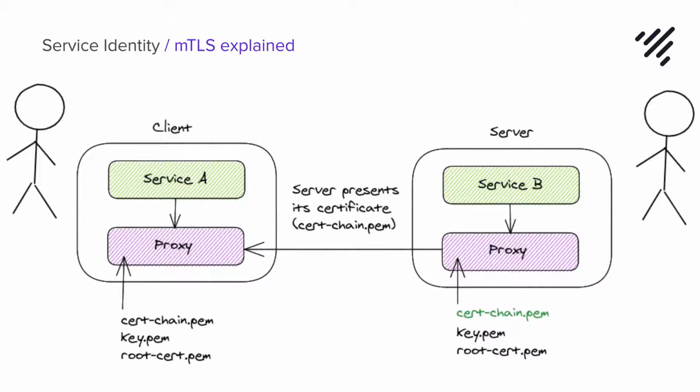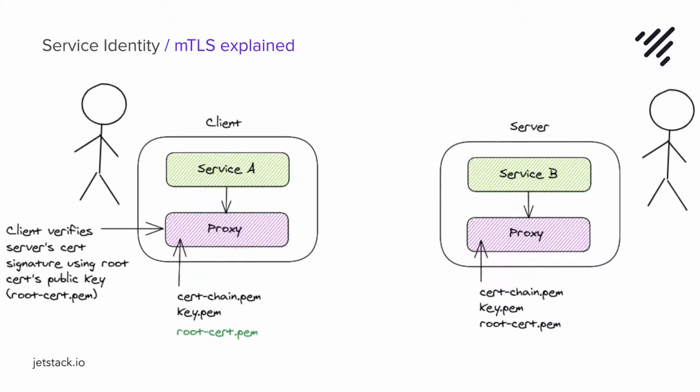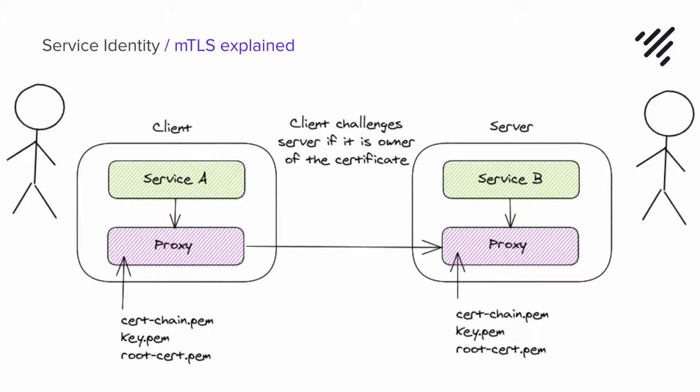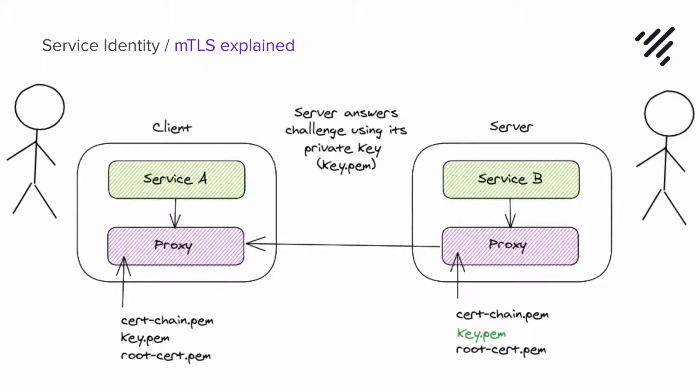So if we say that client service A wants to connect to service B, the proxy will connect to the other proxy. The server will, just like normal TLS, present its signed certificate. The client will then verify the contents of that certificate. So it's going to verify that it's been signed by the root of trust that it's expecting, and also that the identity matches that which it's expecting. It can also make networking decisions here. It can also make authorization decisions here based on the identity it receives. So it's also going to challenge the contents of that certificate. It's going to make sure that the service B proxy also owns that certificate it's presenting, so it also holds the private key.